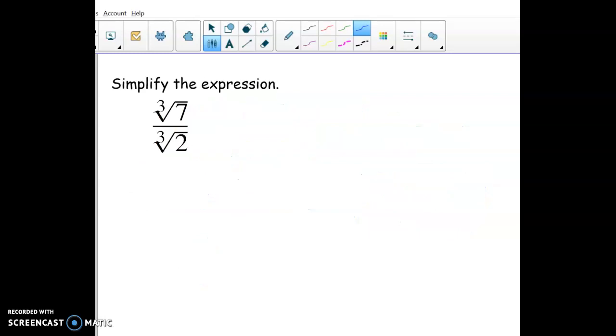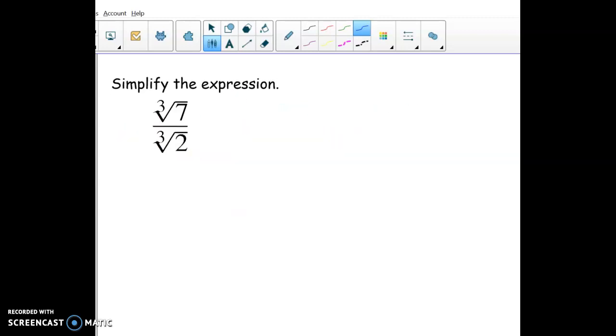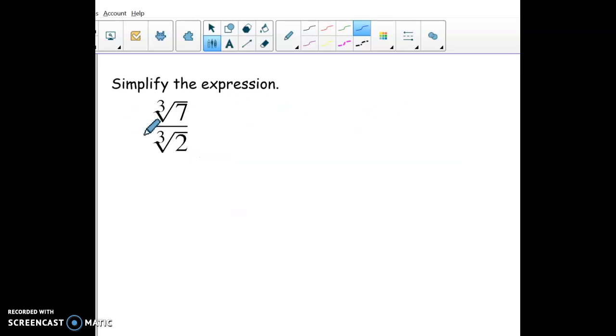All right, so this is a second rationalize the denominator type. So on the previous one, we multiplied by the conjugate, top and bottom. So on this one, you've got to figure out what we have to multiply to wipe out the radical in the denominator.